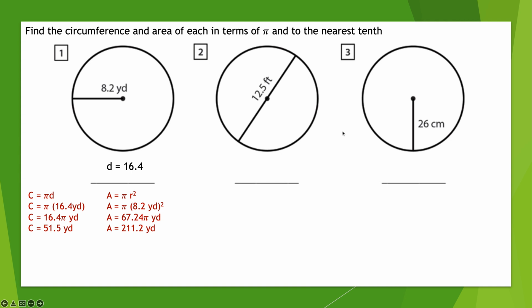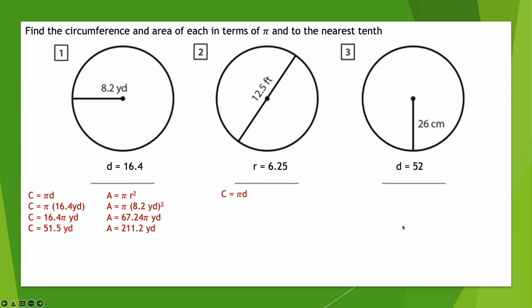Now, in this case, you can see that the diameter is 12.5, which is great for the circumference formula, but it doesn't help us with the area formula. So it's worth noting that the radius is half of that, which is 6.25. And let's just get out of the way here for the last one. If the radius is 26, then the diameter would be 52. It's double the radius. Remember, radius goes halfway across, diameter goes all the way across, so I have to double the 26.